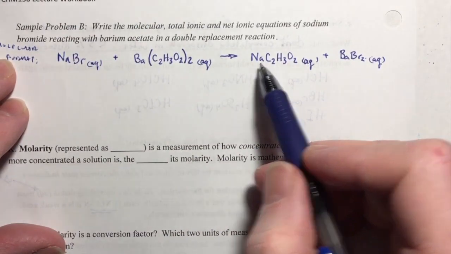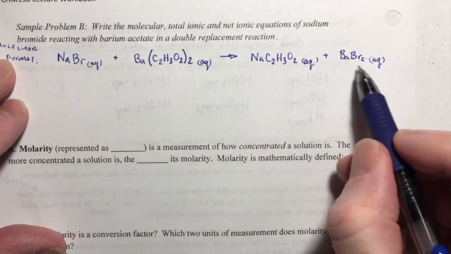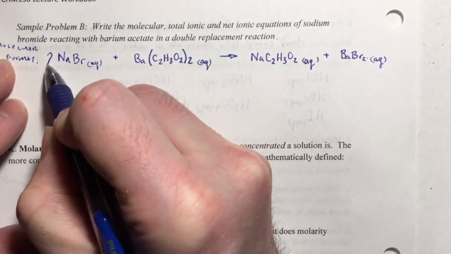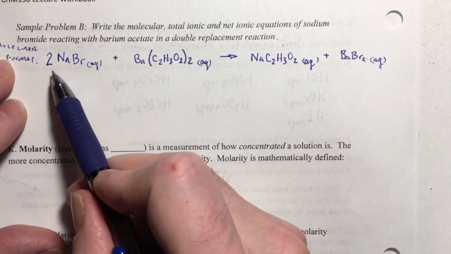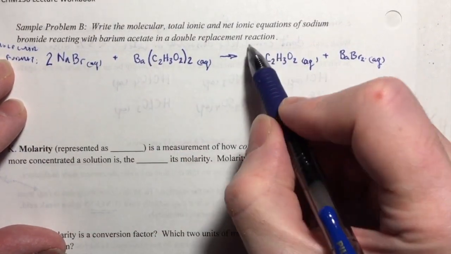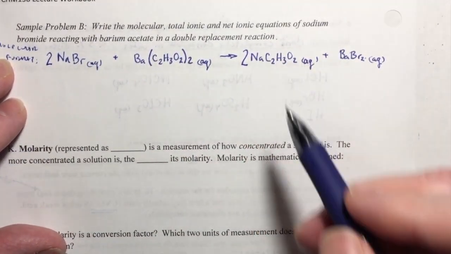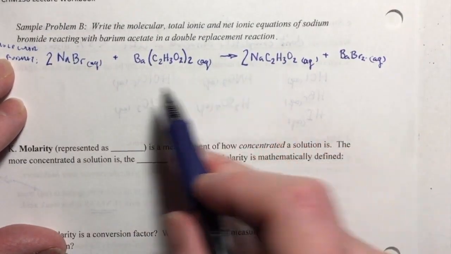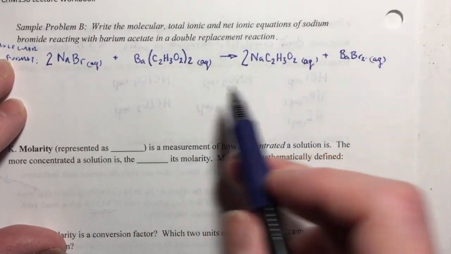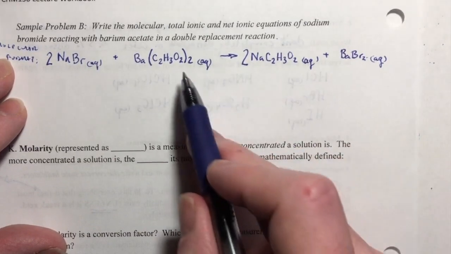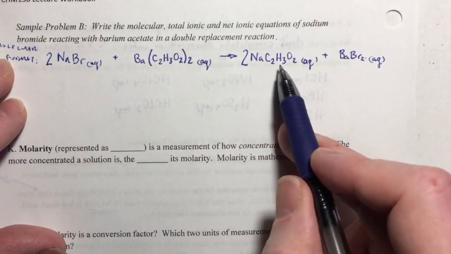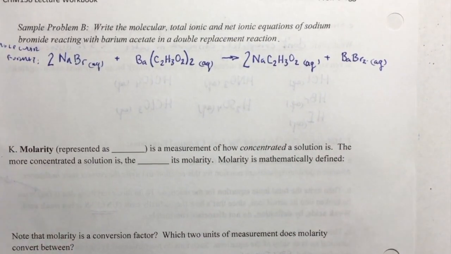1 sodium, 1 sodium, 1 bromine, 2 bromines. Bromines are fixed. 2 sodiums, 1 sodium, 2 sodiums. 2 sodiums, 2 sodiums, 2 bromines, 2 bromines, 1 barium, 1 barium, 2 acetates, 2 acetates. And it looks like I have a completed and balanced molecular format of my equation with the correct state indicators.